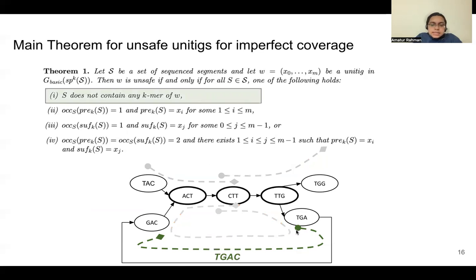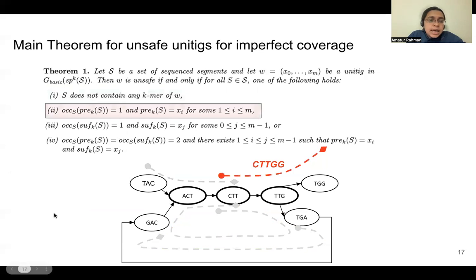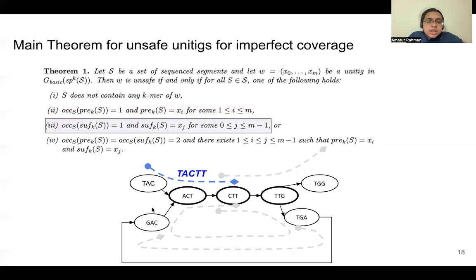So first of all, this TGSC segment, it does not contain any k-mer of the Unitig in question. So this is the Unitig, right? SCTCTTTG. Let's call it W. And no k-mer of it is in TGSC. So the first condition holds for TGSC. And for the second condition, it says that this segment starts somewhere in the middle of the Unitig, and that start occurs exactly once. The third condition is kind of similar.